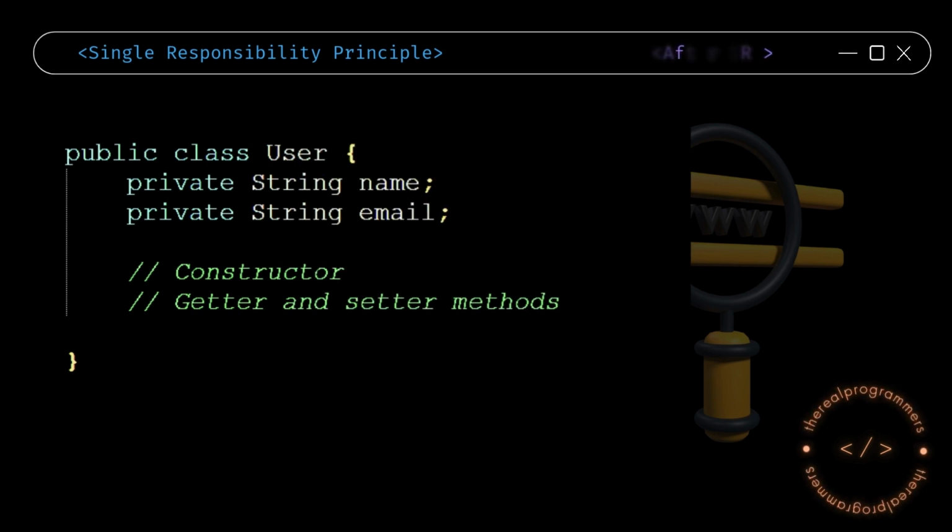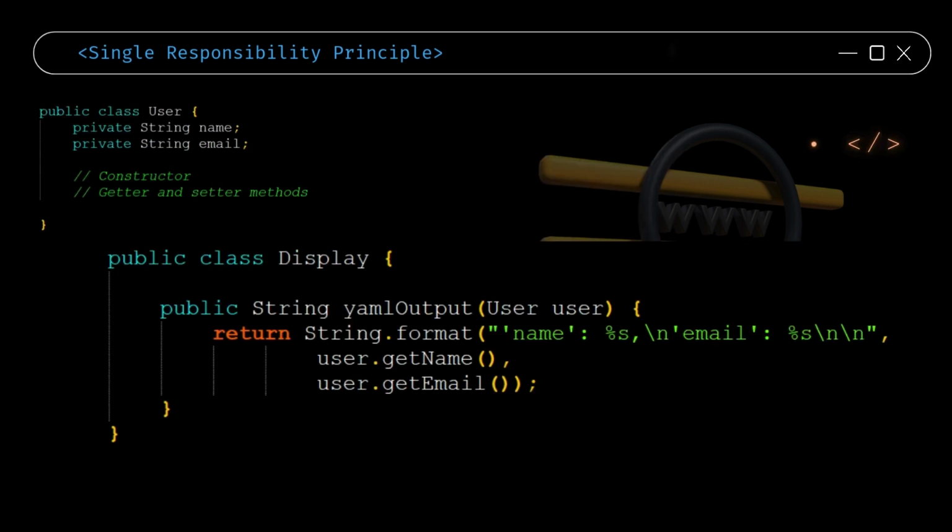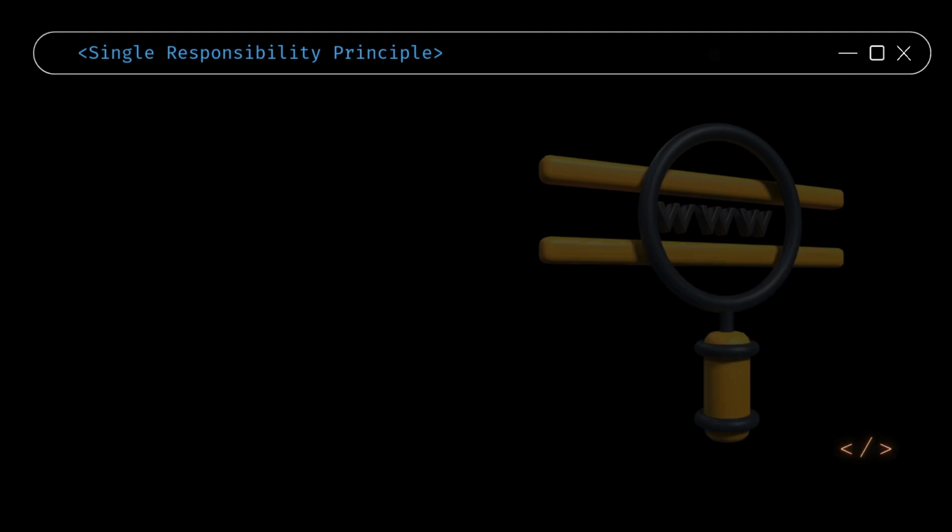Solving this is quite easy, as you might have already guessed. We can solve this by removing the method which is responsible for displaying the user object from the user class and moving the displaying responsibility to a separate class which is only responsible for managing the output format.